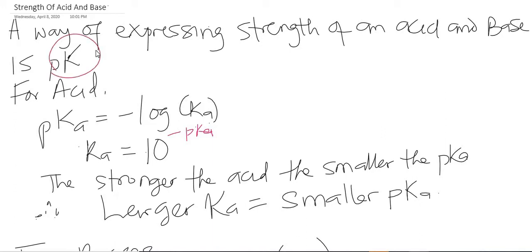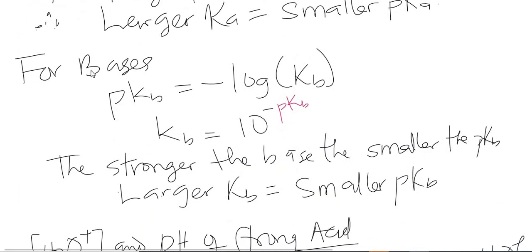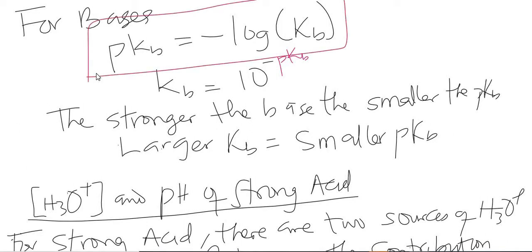For acid, pKa equals negative log of Ka. The stronger the acid, the smaller the pKa, and the larger the Ka, the smaller pKa. For bases, we have something similar. pKb equals negative log Kb. The stronger the base, the smaller the pKb. That is, larger Kb implies smaller pKb.